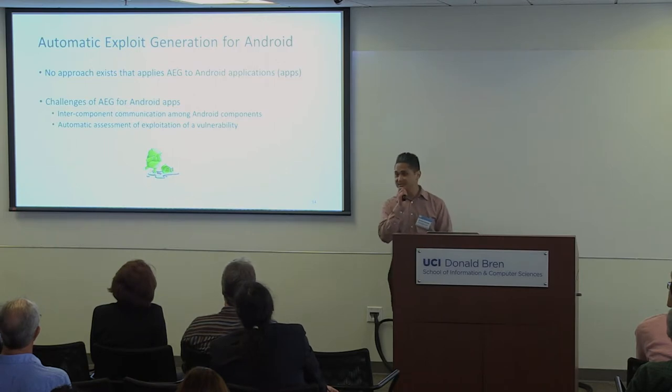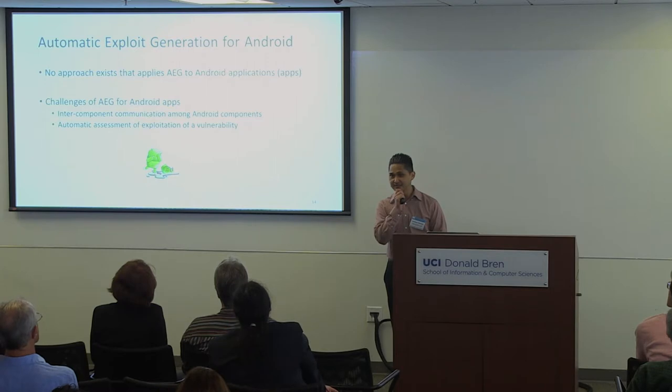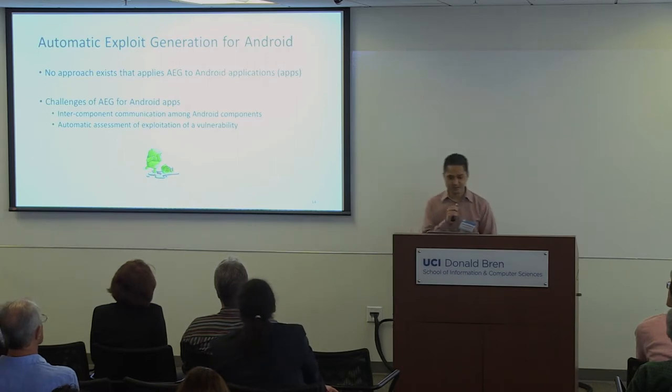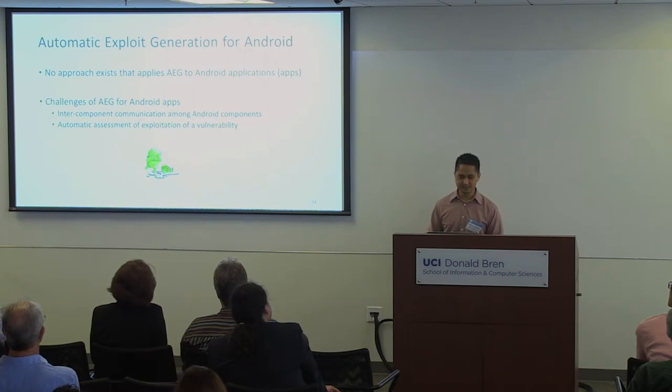And so no approach exists that can perform automatic exploit generation for Android apps. There are at least two key challenges to making that happen. One, you need to be able to deal with the inter-component communication interface that Android provides. And you also have to be able to automatically assess whether or not you successfully exploited a vulnerability.